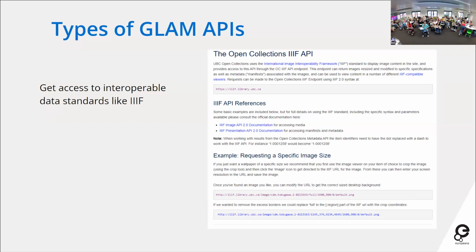There are other interesting standards that are open and interoperable that there are often APIs for to access. IIIF is a really interesting one. It gives access to images in very high resolution. You can zoom into them and really look at small details. So this is great for, for instance, digitized manuscripts that have very specific details that you want to look at. So getting access to those standards, you can also often do using GLAM APIs.